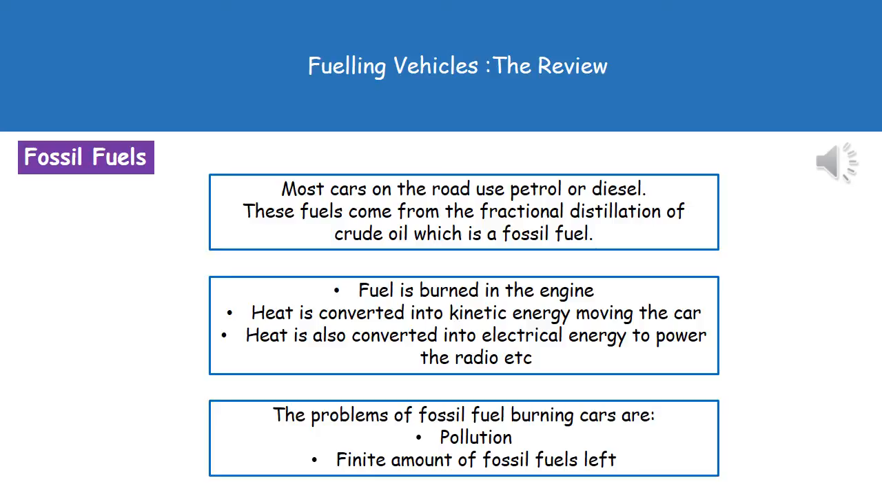So what we actually find then, in order to actually use this, what happens is the fuel is burned in the engine of our car, generates heat, and that heat is then converted into two types of energy. First one is kinetic energy, which is going to make the car move, and the second is the electrical energy, which is going to power the radio and so on.